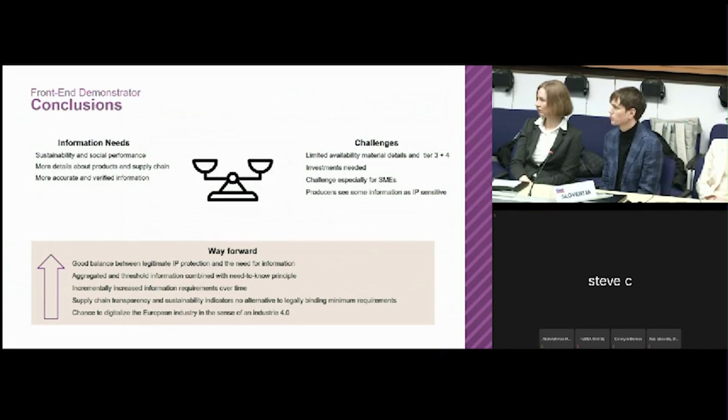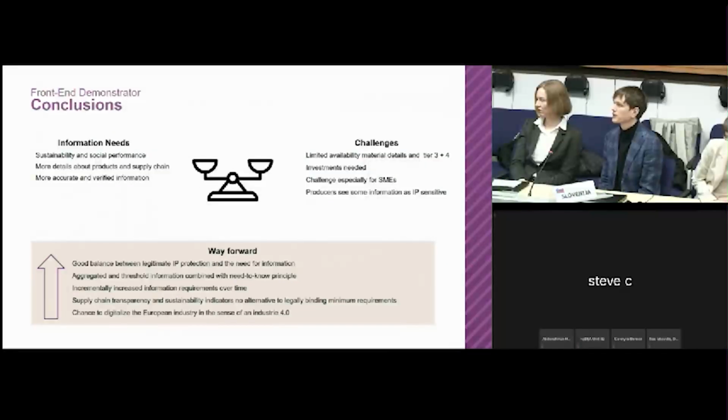So how to go forward? We must strike a good balance between legitimate IP protection and the need for information. A way to do that could be, for example, aggregated or threshold information and the need-to-know principle. Stakeholders also agreed that incrementally increased information requirements over time could be a good tool for that.